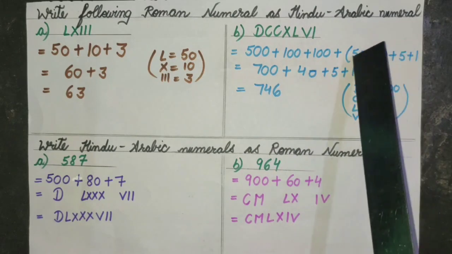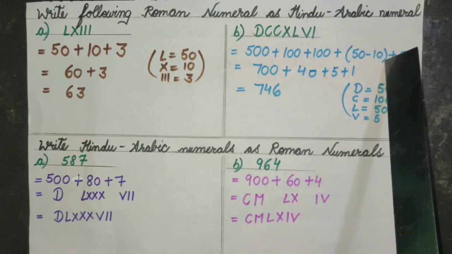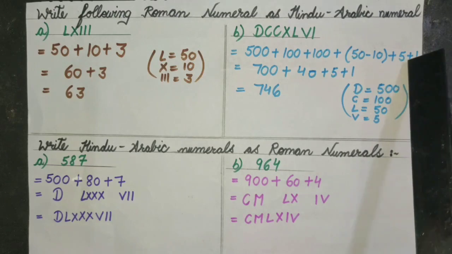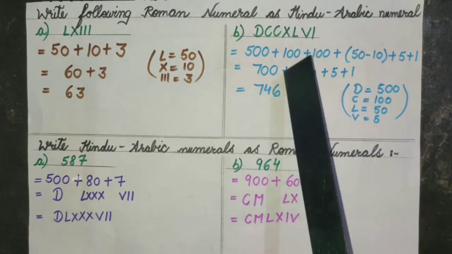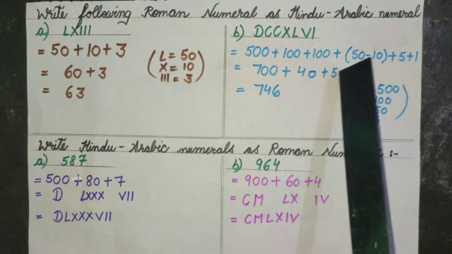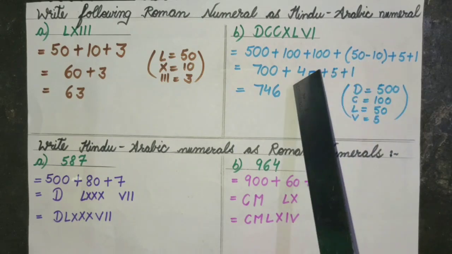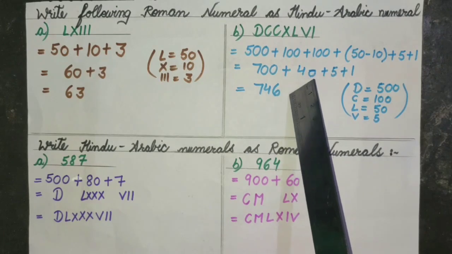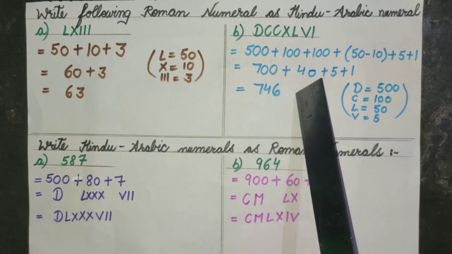50 plus 10, 50 minus 10 is equal to 40, plus 5 and plus 1, they will be copied same. 700 plus 40 is equal to 740, plus 5 plus 1 is equal to 746. Hence, 746 is our final answer.